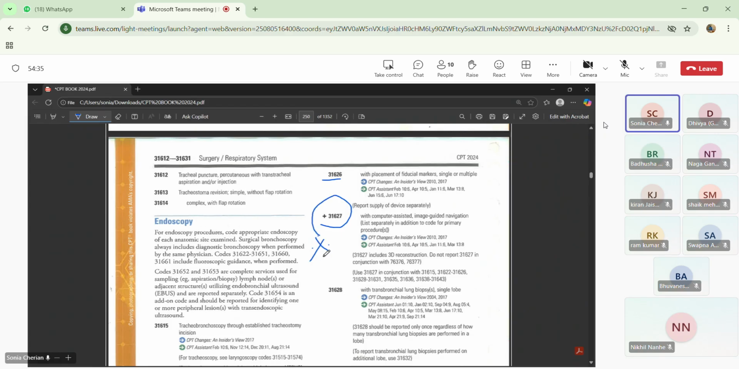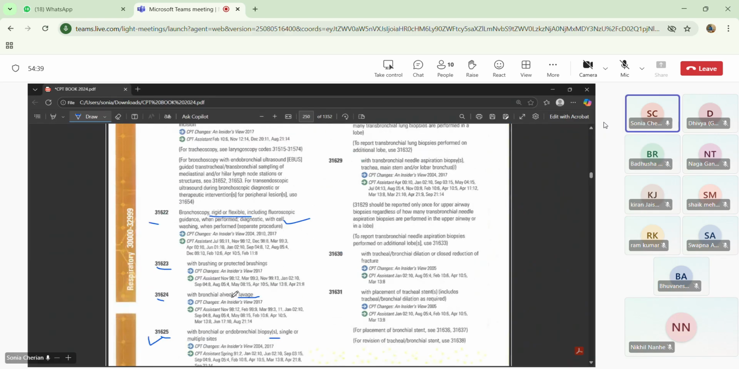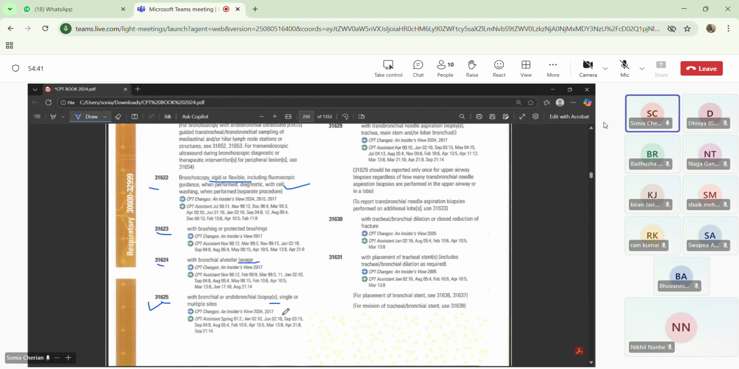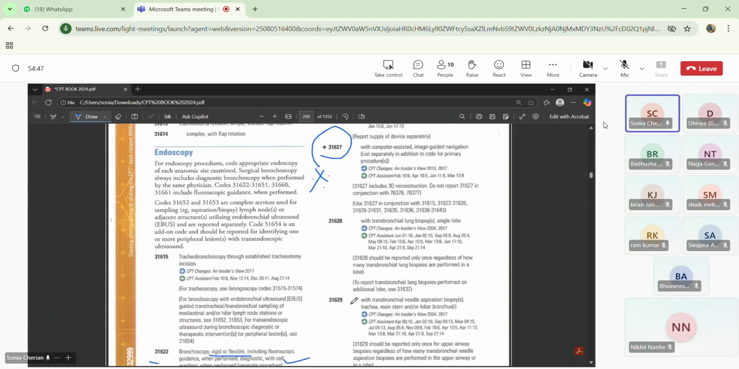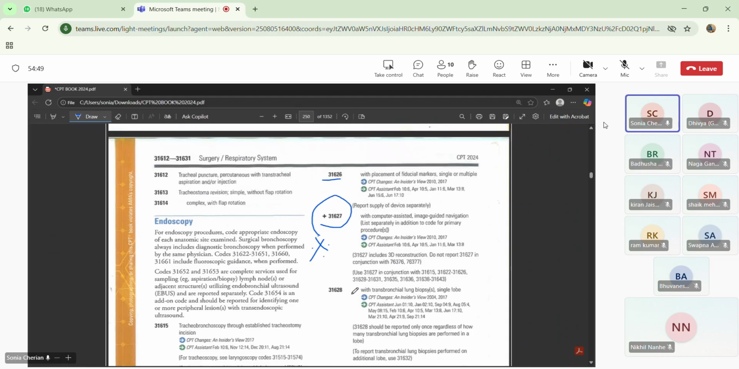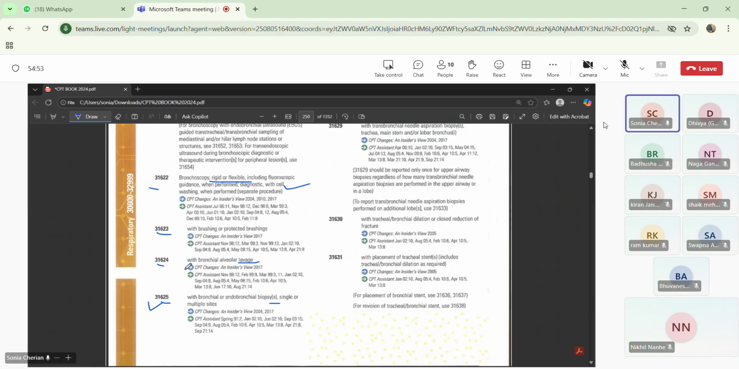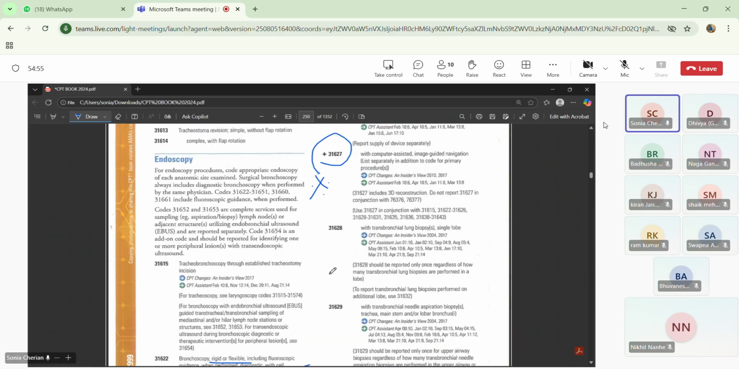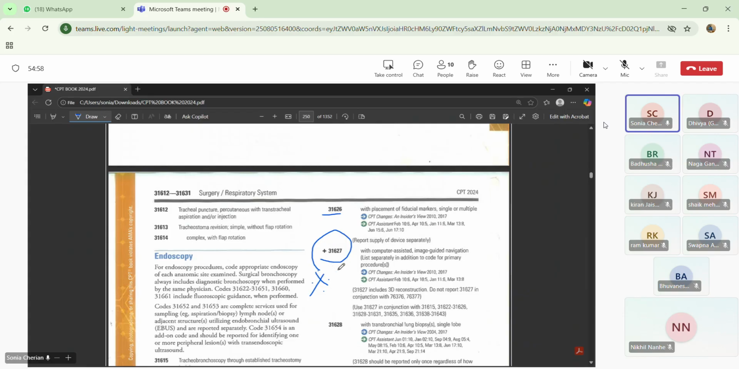Sometimes this is an add-on code. Sometimes they might do a BAL, a bronchial alveolar lavage, they might do an endobronchial biopsy. Plus, they will mention that they did this procedure through computer assisted navigation. In that case, you will be coding 31624, 31625 along with 31627. Because this is an add-on code, you need to report it.